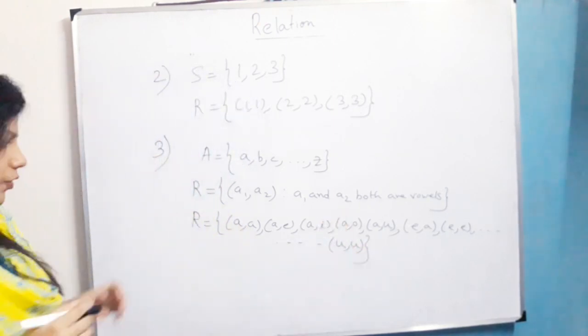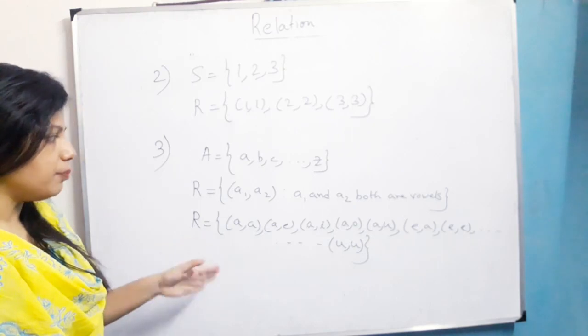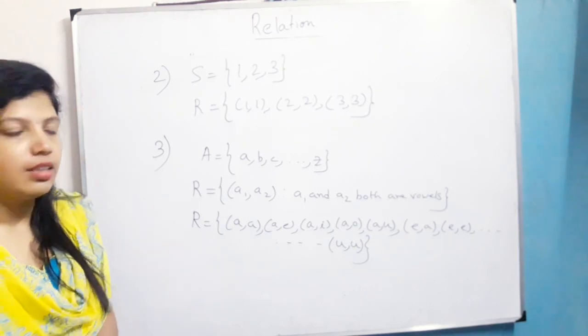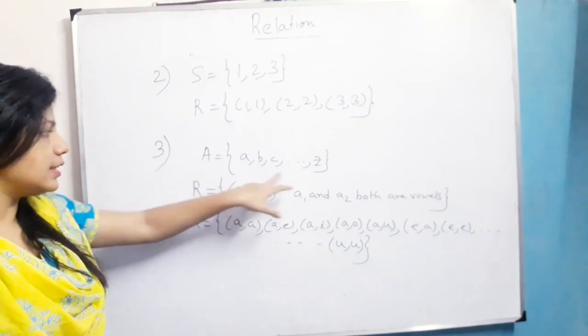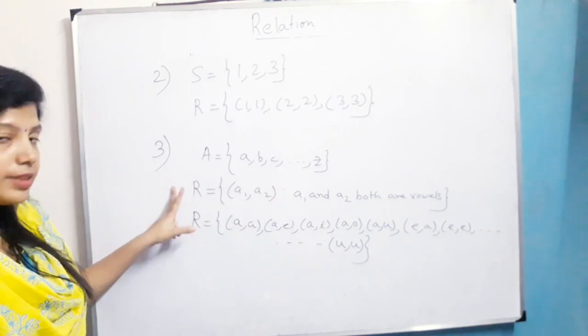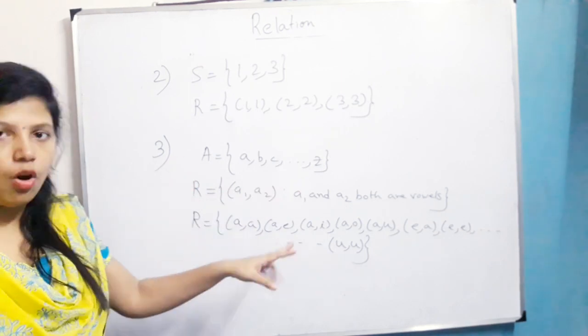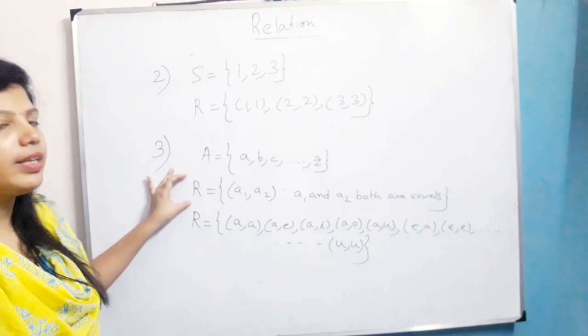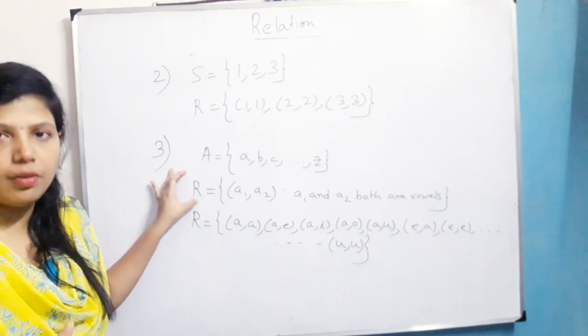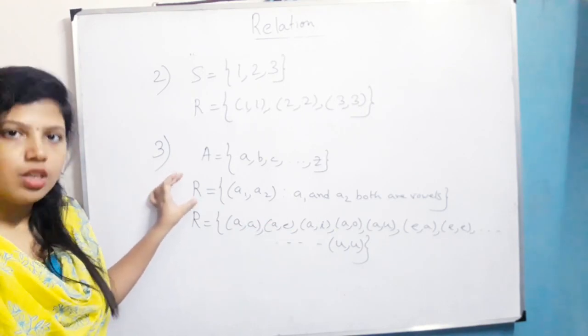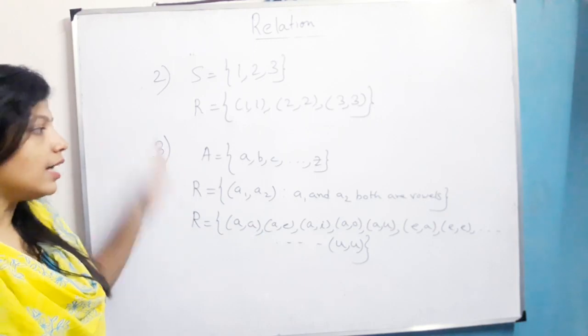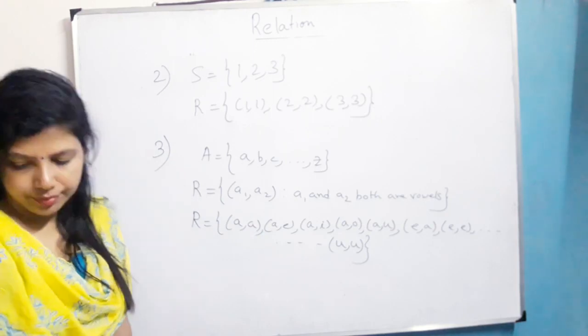Try to understand this. I am giving the examples so that the concept should be clear. Whatever set I take, R will always be a subset of that Cartesian product. But this R will be given in the question, whatever condition there is will be given to you, so don't worry about that. These are just examples. Okay.